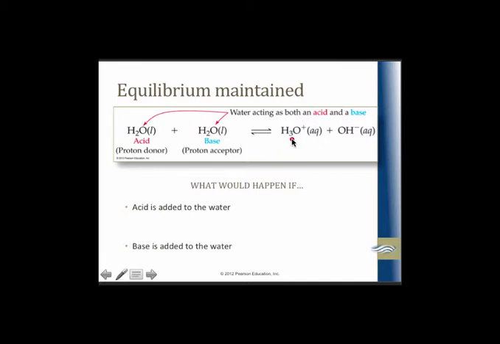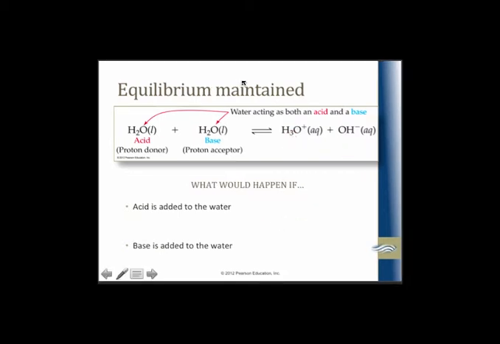If I add more acid, I would be increasing the H3O plus. Well, to maintain equilibrium, this must go down. My concentration of OH minus must drop if I'm increasing my acid. Vice versa. Alternatively, if we add base to the water, it must be, since this concentration times this concentration is always 10 to the minus 14, that the H3O plus must go down to compensate.